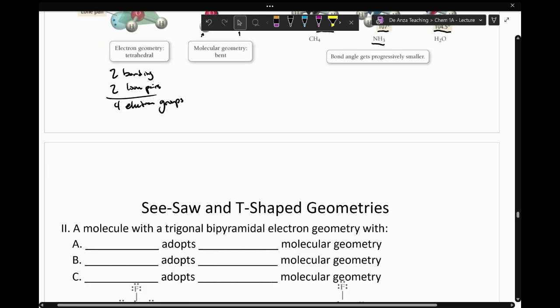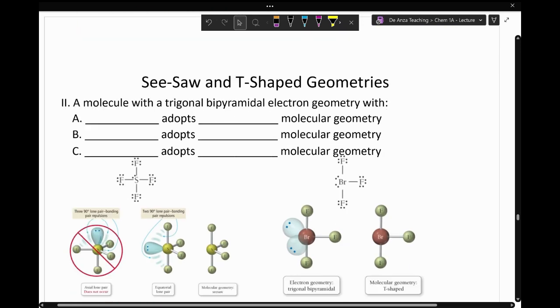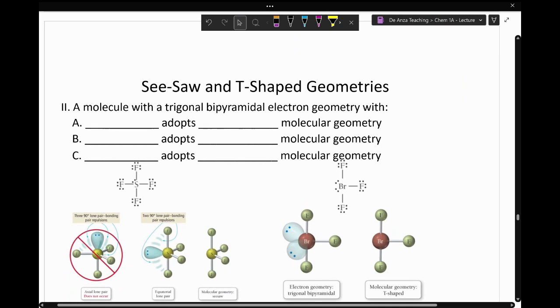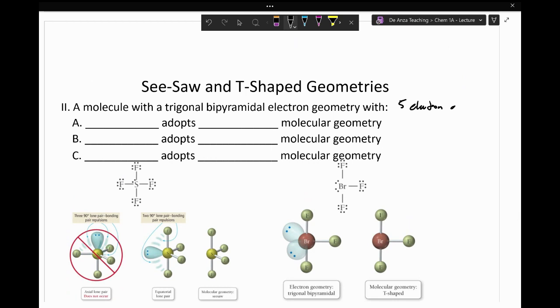So now we're going to look at cases where we take a molecule with trigonal bipyramidal electron geometry. So that means 5 electron groups. And we're going to sub out 1 electron group at a time for lone pairs. So when you have 1 lone pair, what we'll see is that this will adopt what we'll call a seesaw molecular geometry.